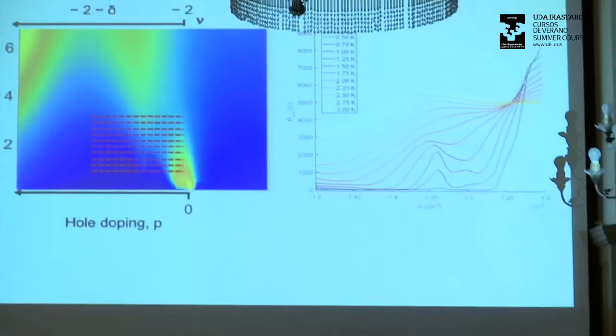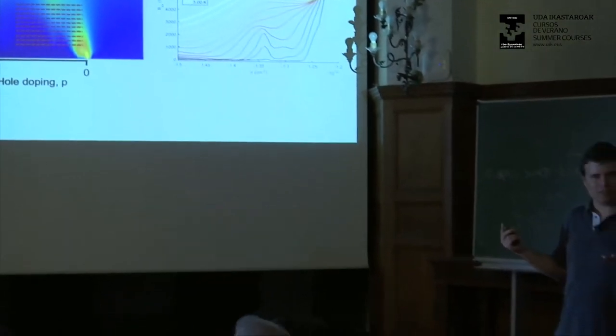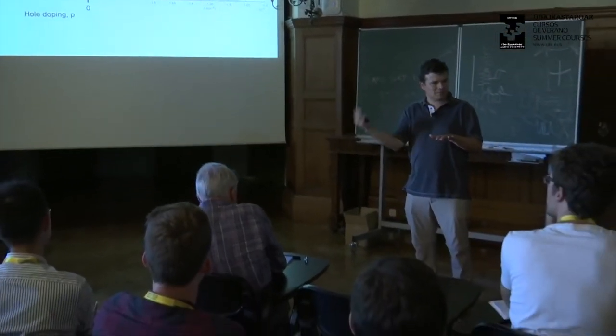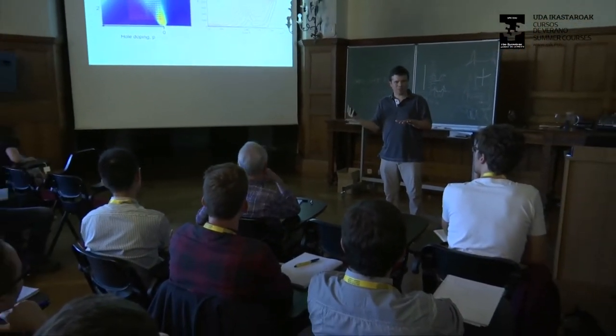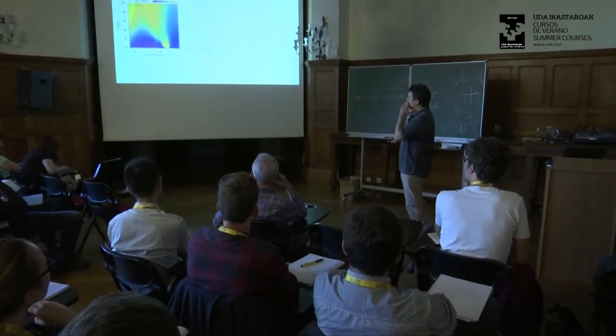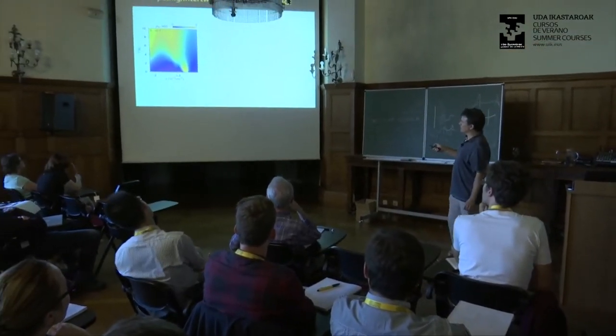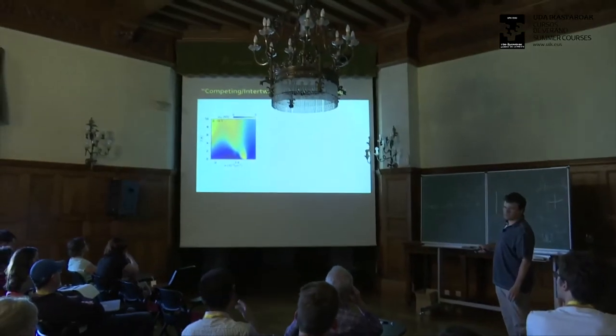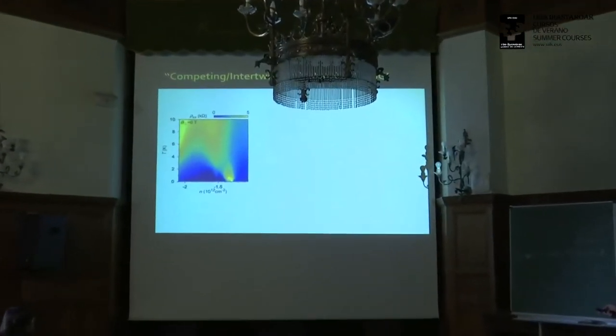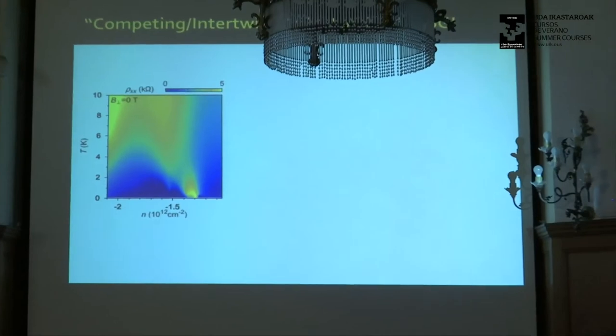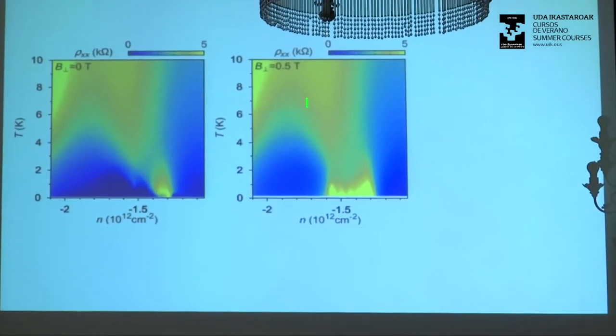Why don't we do the following? Let's apply a small magnetic field so that we suppress superconductivity, and let's see what's behind, what's there wanting to compete. So that's what we did. This is the exact same data at zero Tesla. And now we apply a small magnetic field, 0.5 Tesla, and this is what we see.